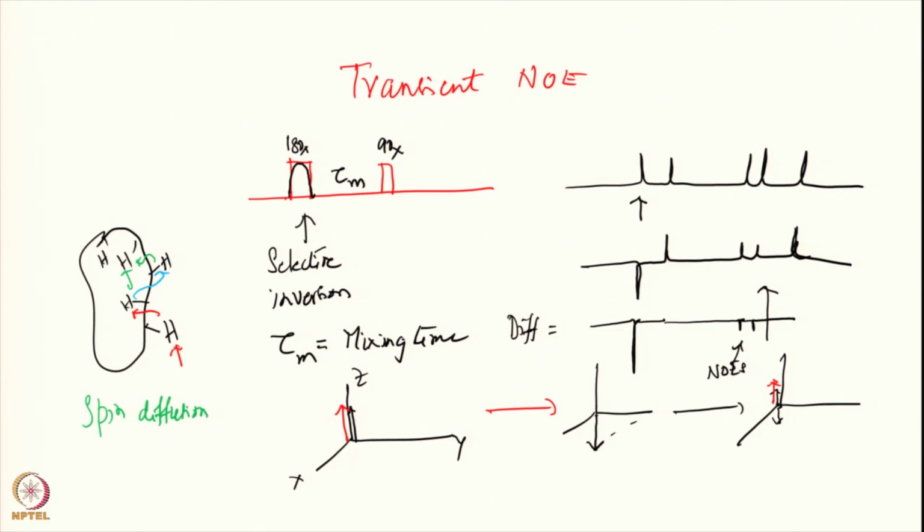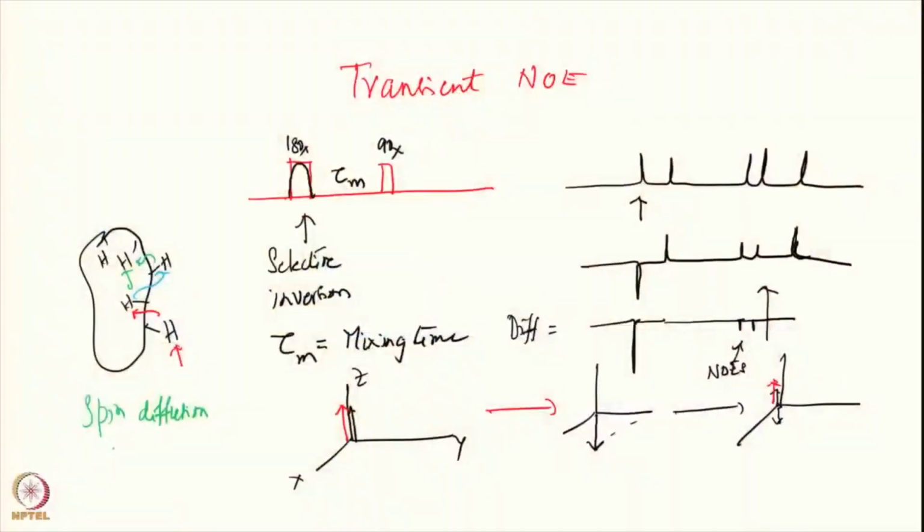Okay. Spin diffusion means the magnetization which is perturbed at one point will keep diffusing through your network of coupled spins, and that will obviously depend upon the time tau m. So this will be proportional to tau m. The larger the tau m you give, the longer will be the spin diffusion. And therefore if you restrict the tau m to a very small value, then it will go only to the directly neighboring spin.